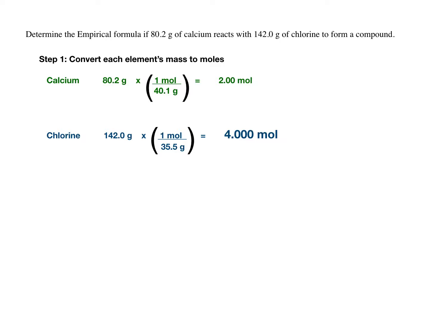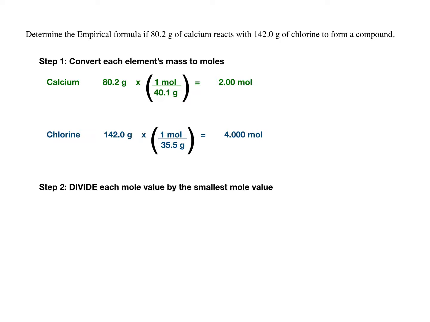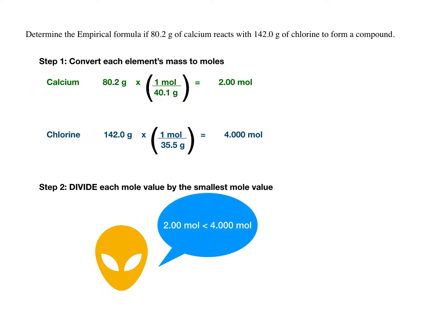We converted each element's individual mass into its individual mole quantity. On to step 2. On step 2, we have to divide each of our calculated mole values, as shown up above, by the smaller mole value. So I hope you realize that when you do a quick comparison, 2 moles is less than 4 moles. So we divide both mole values of calcium and chlorine by 2.00 moles.